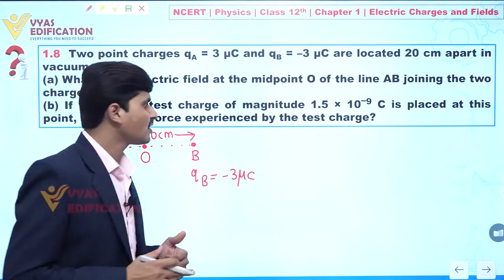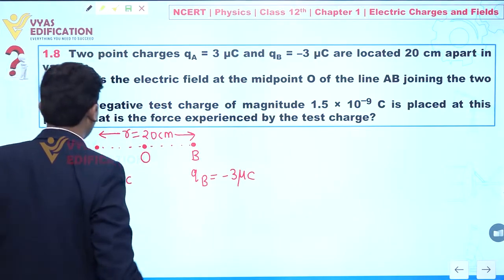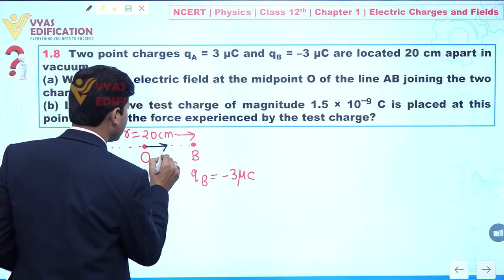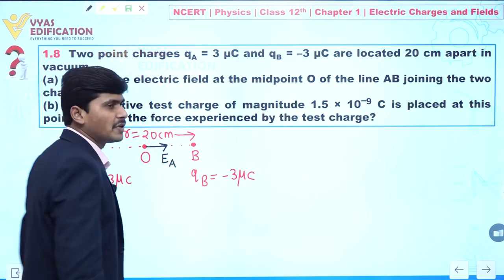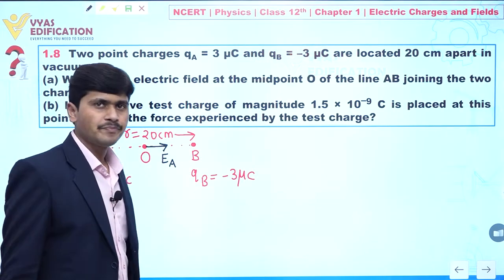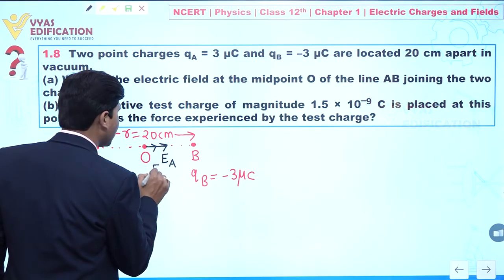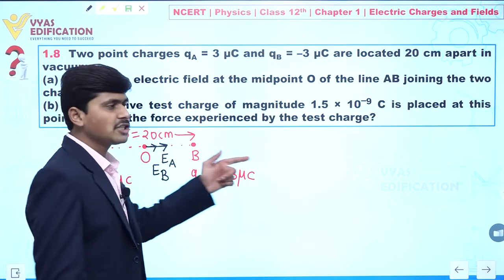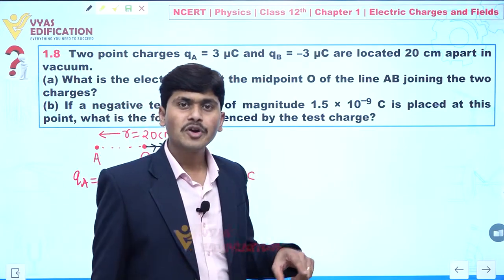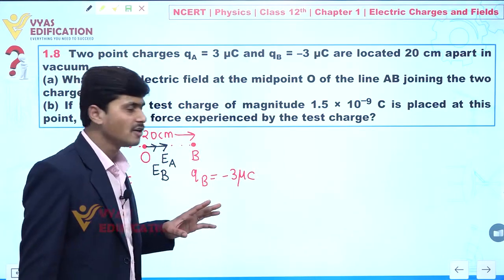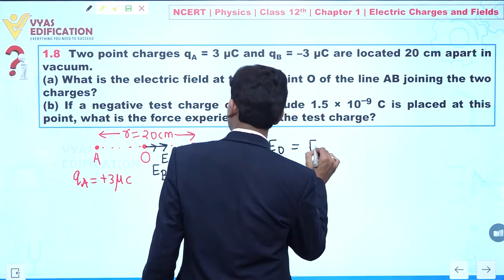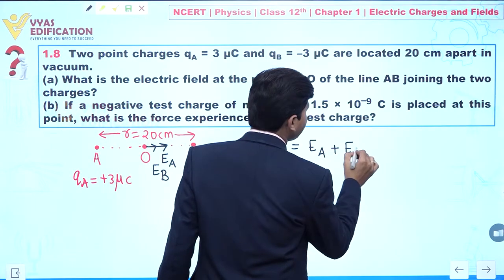So now concentrate on the screen. The electric field due to charge A, because this is a positive charge, is always directed away from the charge. If we concentrate on charge B, the electric field is acting in the direction of OB, because this is a negative charge, and the electric field direction at any point is always towards the charge. So the net electric field at point O is EA plus EB.